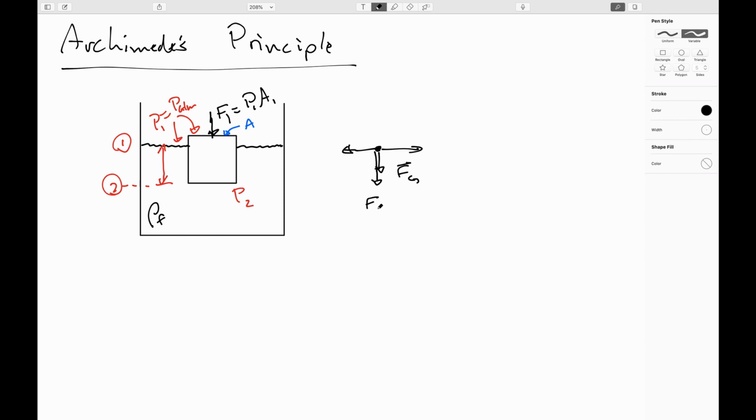I drew it greater here, but in reality it's probably less than gravity. In fact, let's just go with reality here. Why not? Why don't we? There we go.